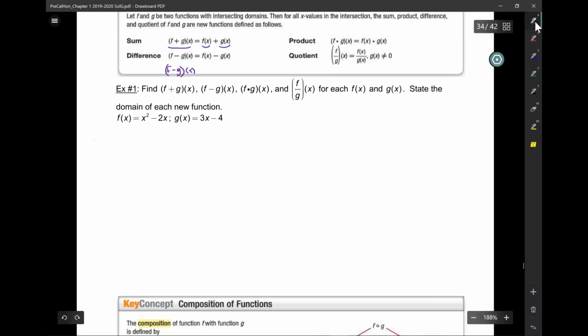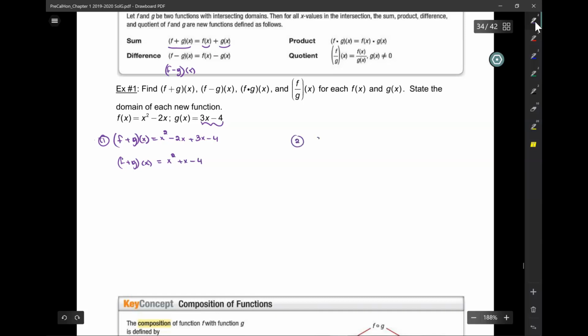So first, I want to find f plus g of x. So for that, I take f of x, x squared minus 2x, plus g of x, 3x minus 4. Combine like terms. So f plus g of x is equal to x squared plus x minus 4.